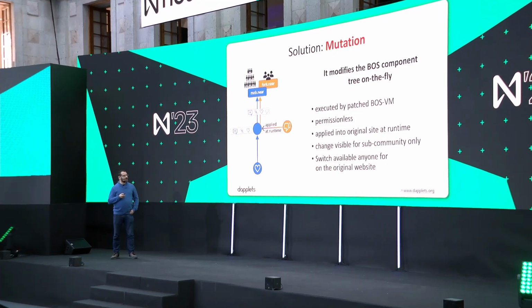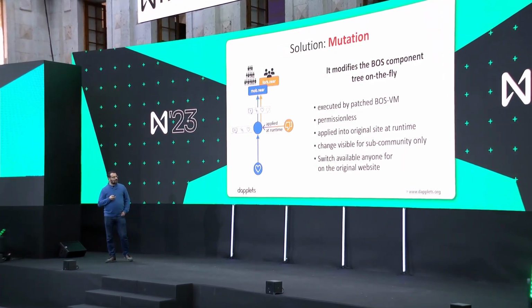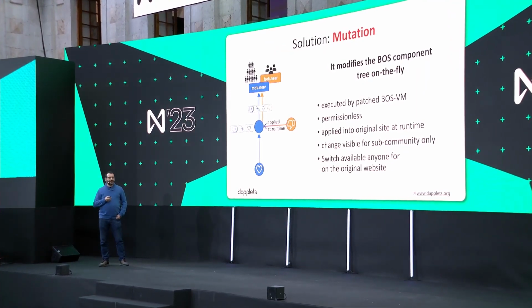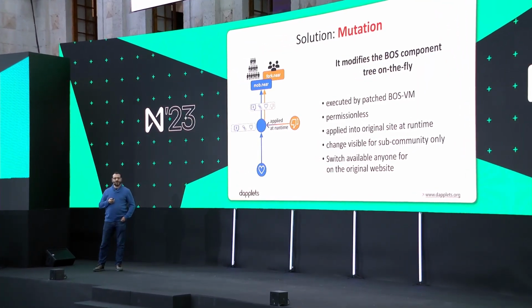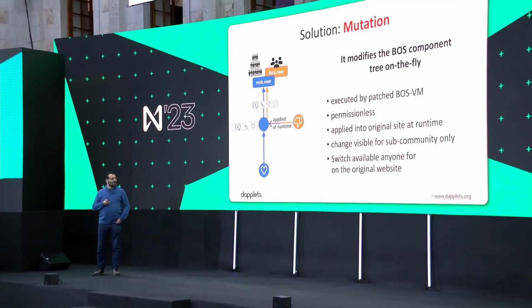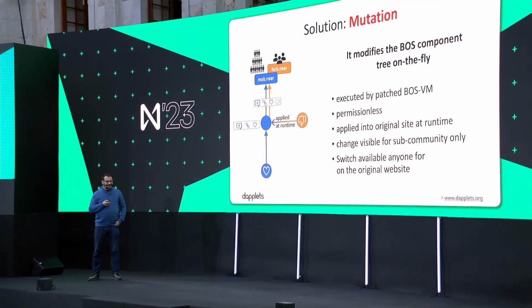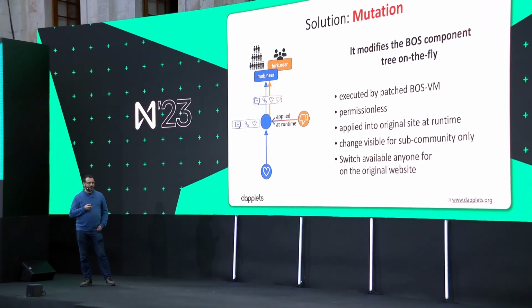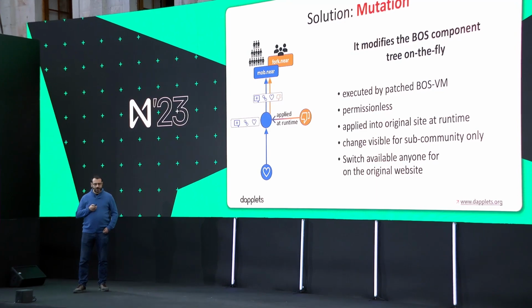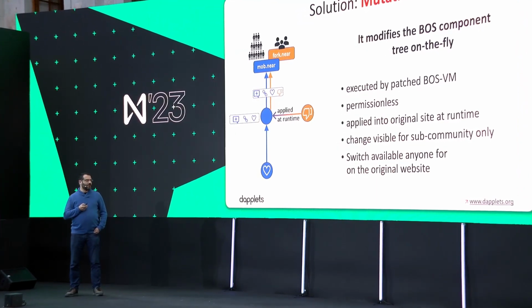How can we solve this problem? We have patched the Boss VM, and now Boss VM is capable of applying changes on the fly, and these changes are introduced by the user himself. This is permissionless. It gets applied at runtime, and these changes are visible to the community who subscribed to this mutation. We call it a mutation, and the switch between mutations is always visible. It creates a competition between mutations, and it's only visible on the original website.